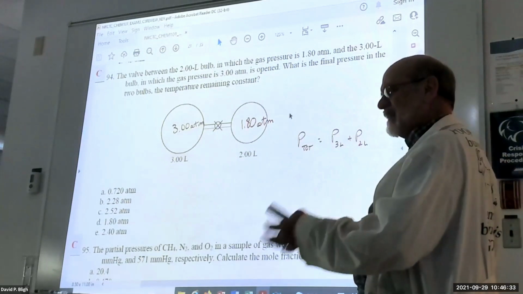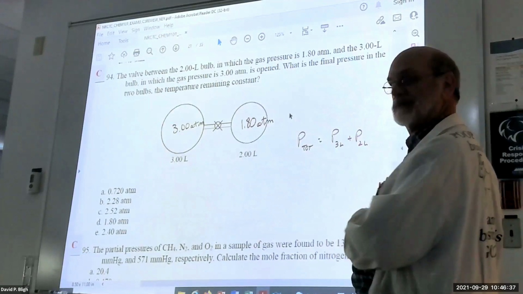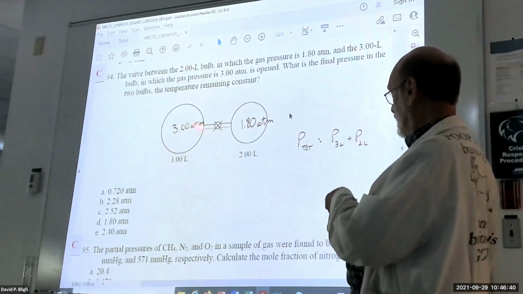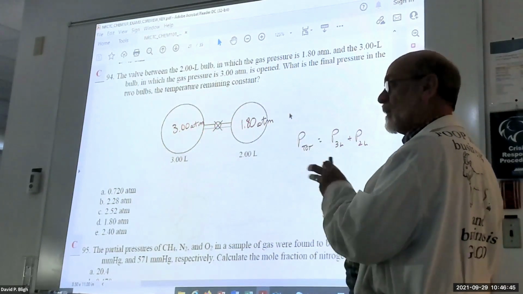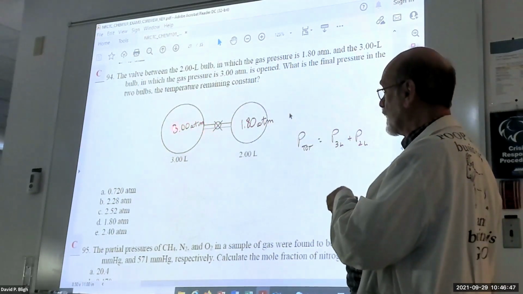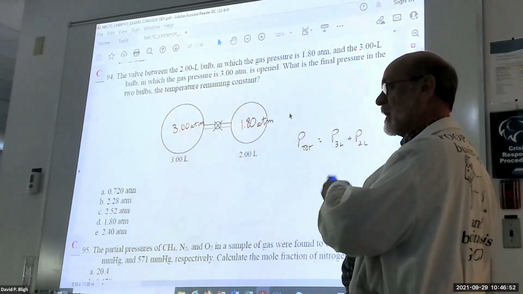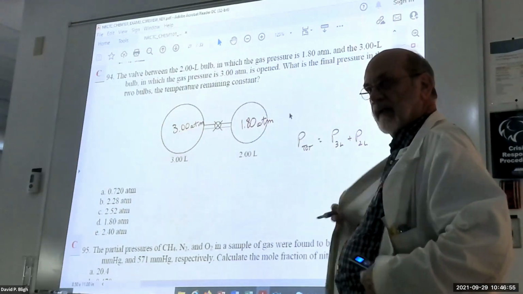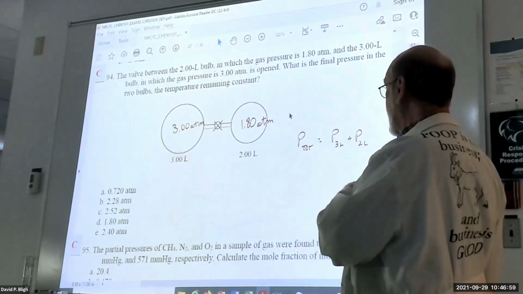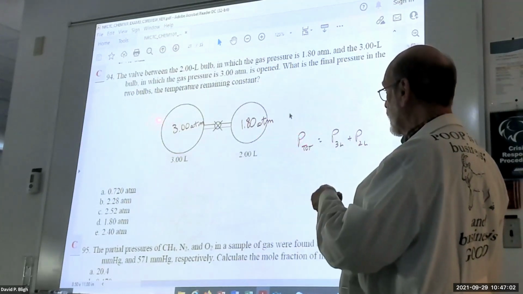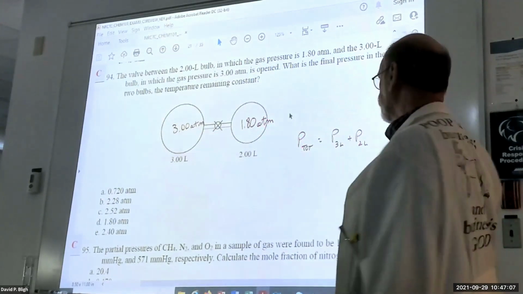So let's see, qualitatively speaking, when we open that valve, which way is the gas going to go? Yeah, it's going to go from here to here because that's higher pressure. So the final pressure should be somewhere between 3 and 1.8. This one's going to decrease and that one's going to increase and they meet in the middle somewhere. That's a qualitative estimation, so if we get a value greater than 3 or less than 1.8, we know we did something wrong.